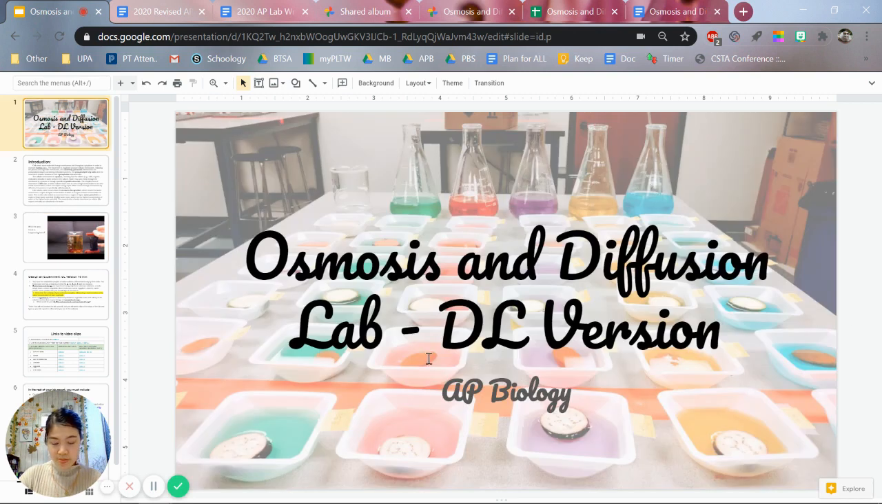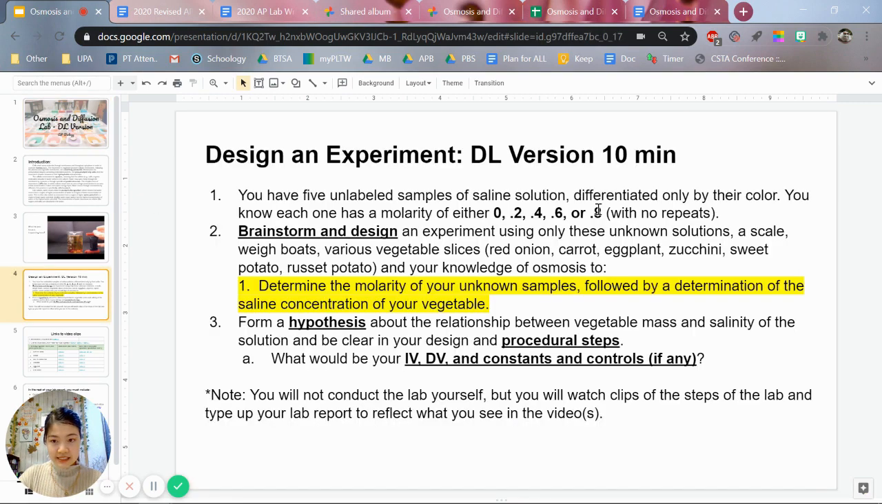This is just an overview. It's a picture that I took of my entire lab setup because I thought it looked really pretty with all the colors. And so students can only differentiate these solutions by color in the beginning of the lab. Students are tasked with brainstorming and designing an experiment using only the materials provided here. I gave them some of these materials are here, and students are going to determine.